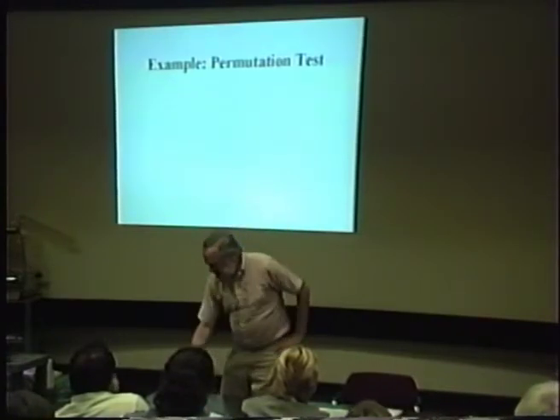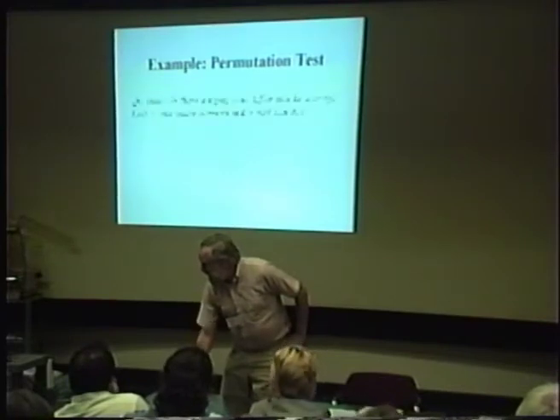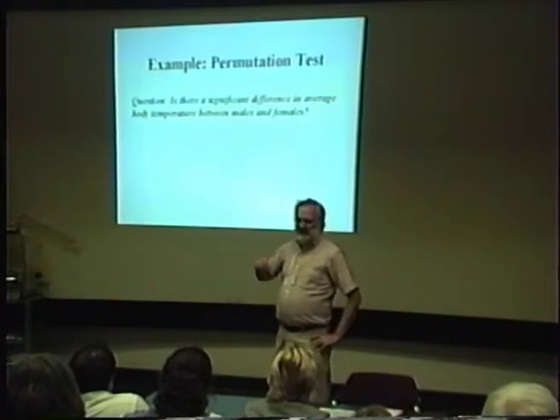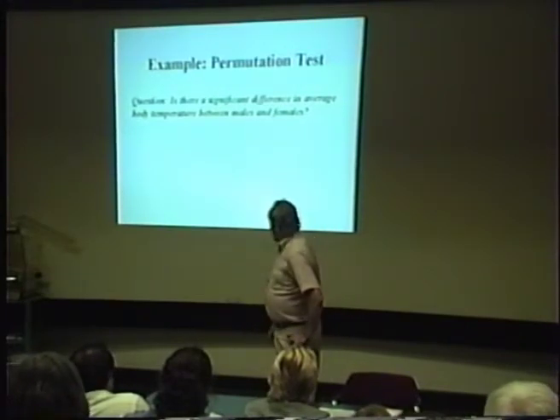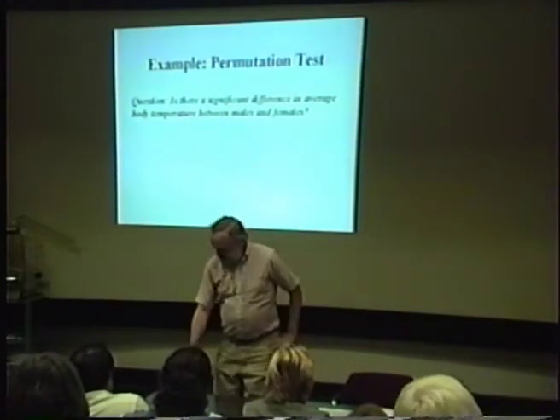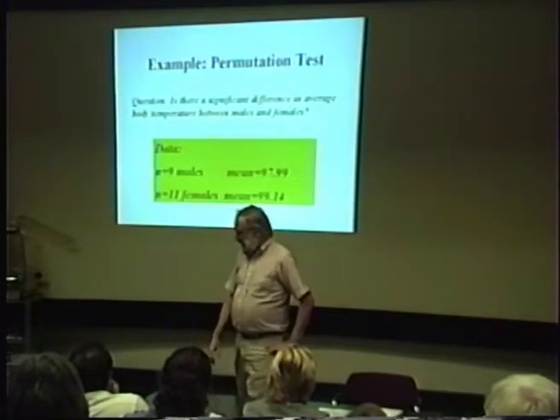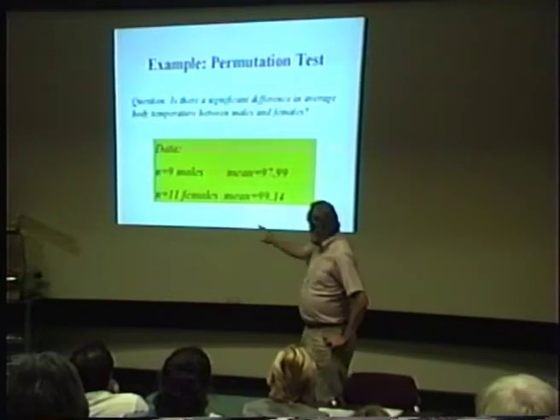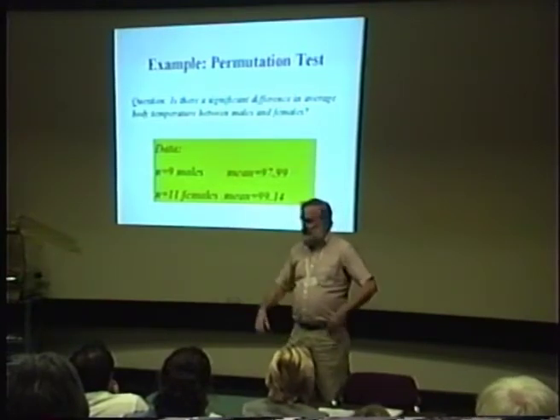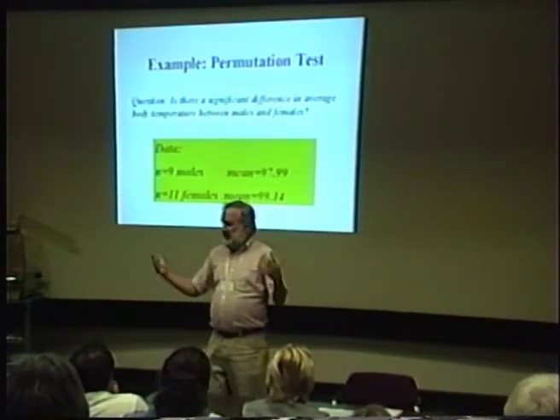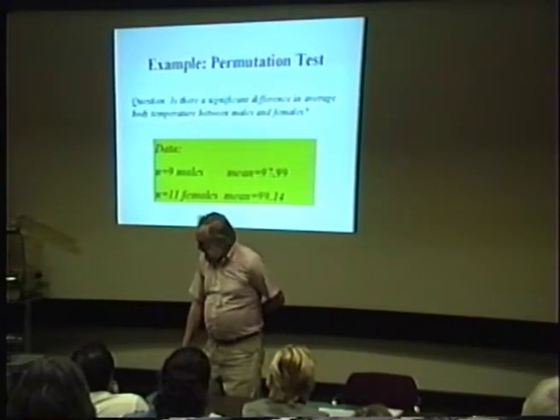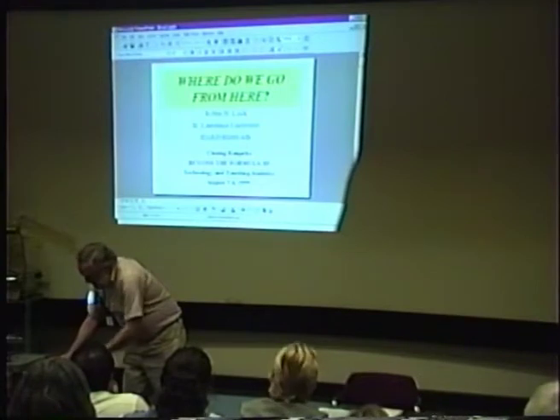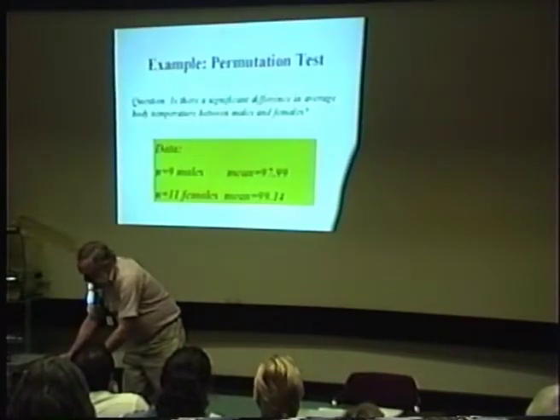Okay, permutation test. I don't think I'll go through all this one, but is there a significant difference? It turns out that data has males and females in there. There are 9 males, mean of 97.99, and 11 females, mean of 99.14. We could all do a t-test or something like that. That would all work just fine.